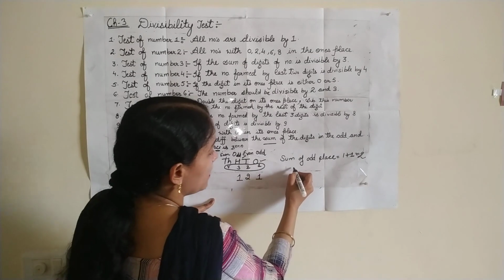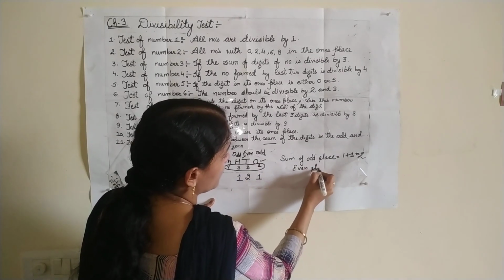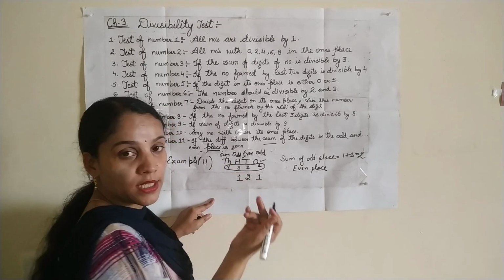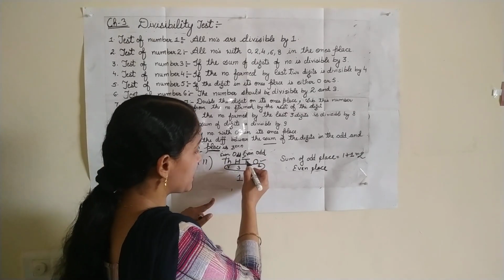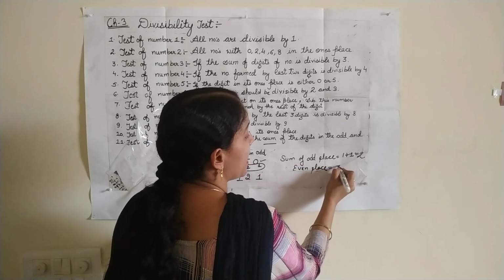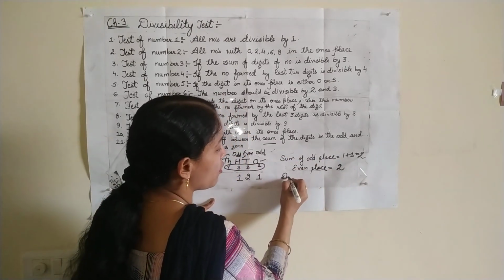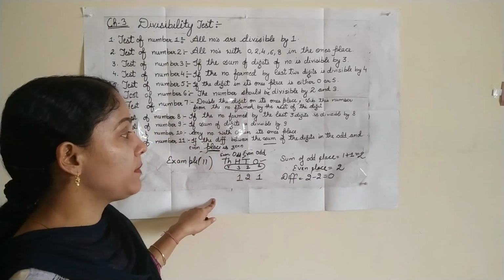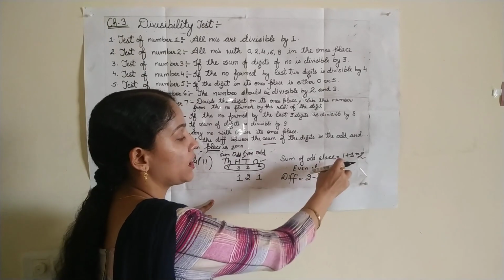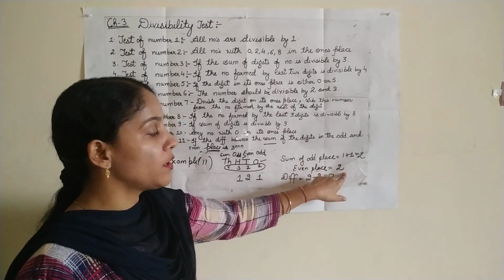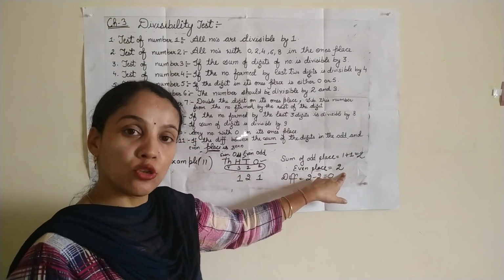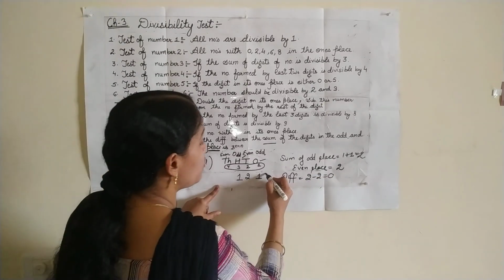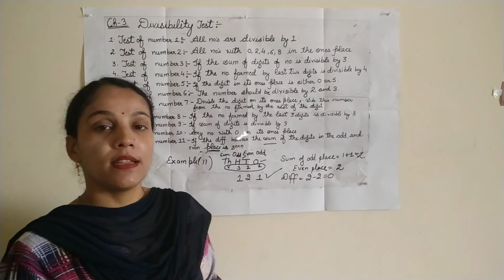Now on the even places, the tens and thousands. On thousands there is no digit, and on the even place tens, there is one digit, that is 2. Now find the difference of both. 2 minus 2 is equal to 0. That means this condition is fulfilled here. The difference of the sums of the two places is 0. That means that number is divisible by 11. That means 121 is divisible by number 11.